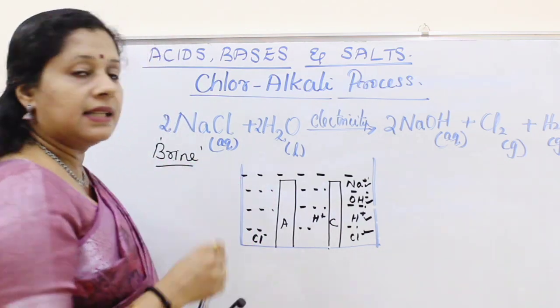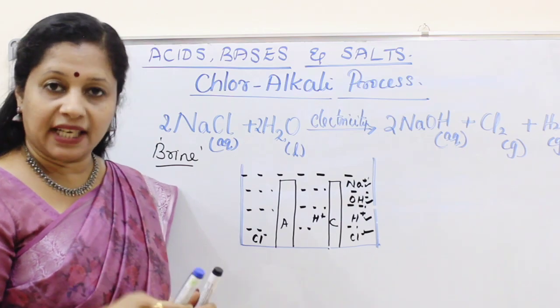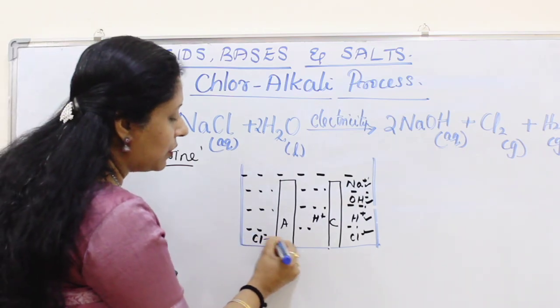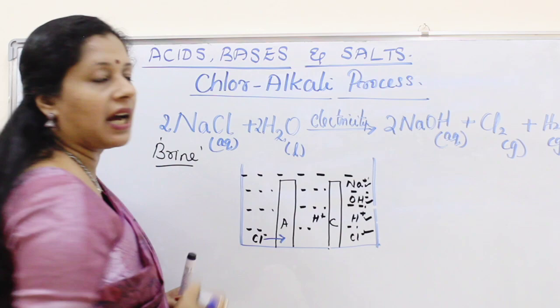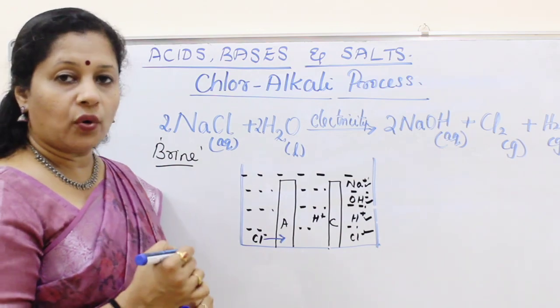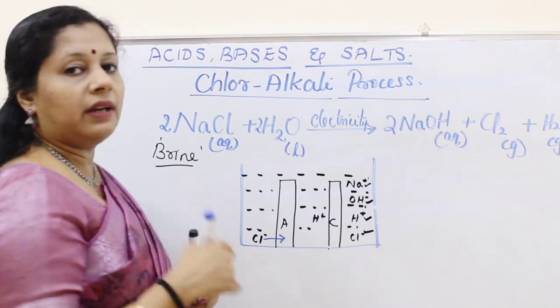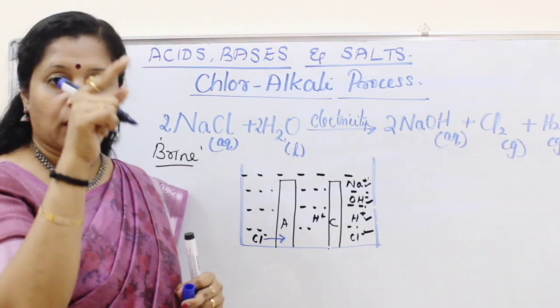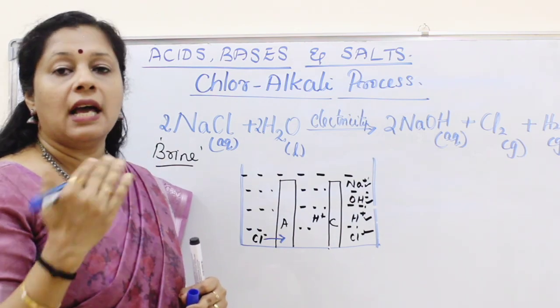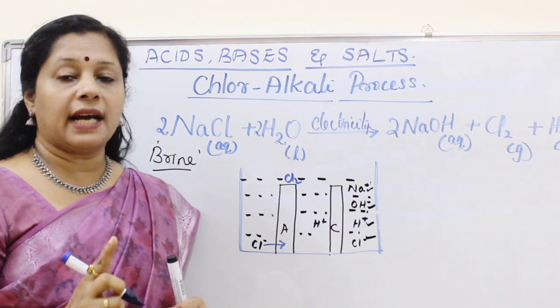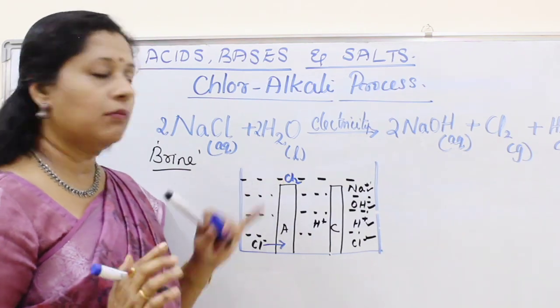Chloride is an anion which has a negative charge, so it will move towards the positively charged anode. So chloride will go to the positively charged anode. There chlorine will lose its electron. It has got one electron, it will lose it and become a chlorine atom. Two chlorine atoms combine to form a chlorine molecule.